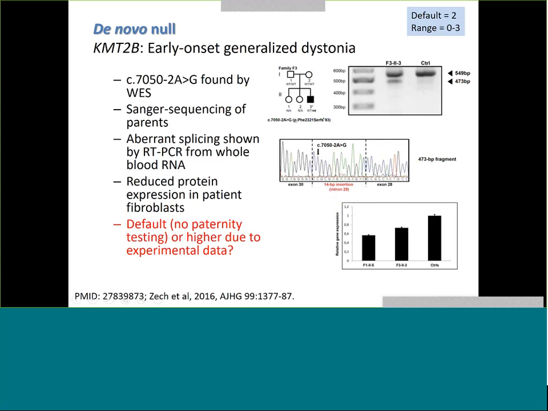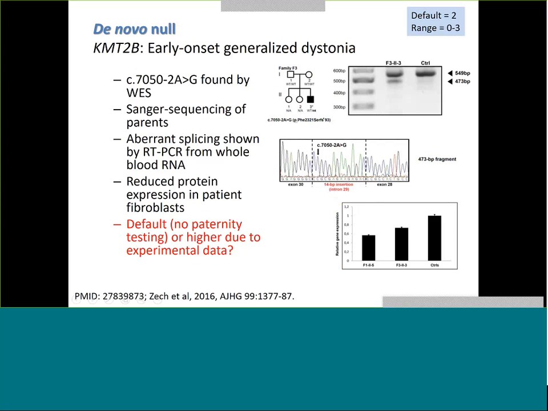This was an early onset generalized dystonia where they had found a de novo splice site change. In this case, they had found this by WES, but only WES of the individual, and then they had Sanger sequenced the parents to show that they did not have that same change. So in this case, it appears to be de novo, but they did not confirm paternity.